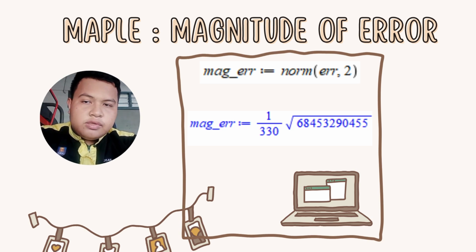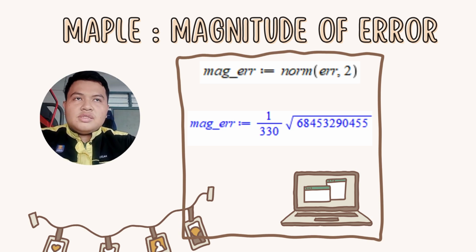So lastly, to find the magnitude of error of this equation, we will first use the coding that we shown, make_r equals norm(matrix r, 2), and here we see the result of the magnitude error.